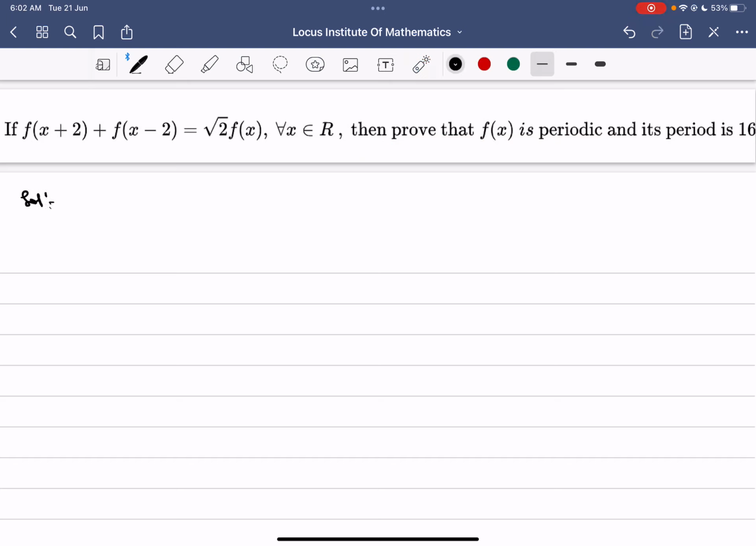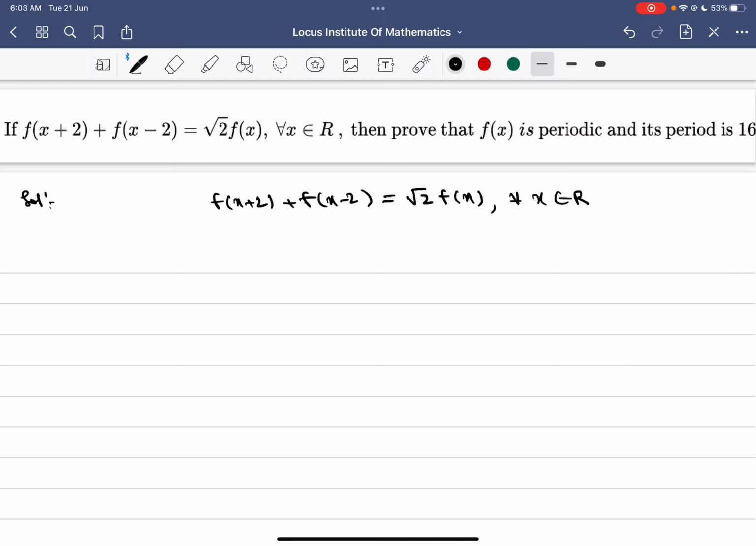Solution: so the given relation is f of x plus 2 plus f of x minus 2 is equal to root 2 times f of x for every x belongs to the real numbers. So now we need to prove this f of x is periodic and its period is 16.